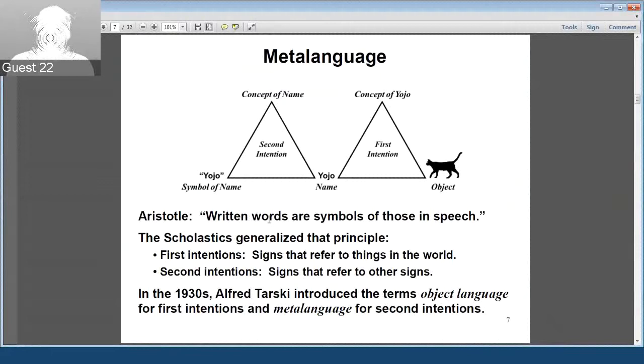So Tarski is the one, when we talk about meta-language, we're using Tarski's terminology, but the Scholastics talk about the second intention, where the symbol of the name, in quotes, Yojo in quotes, is a symbol of the name Yojo, and we have at the top the concept of that name. And this is a fundamental principle of ontology that is essential for any modern ontology.